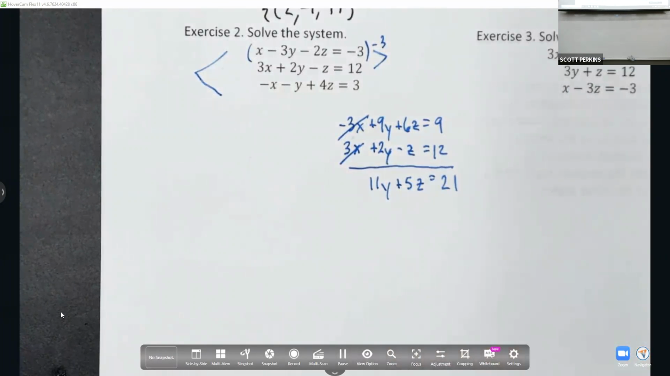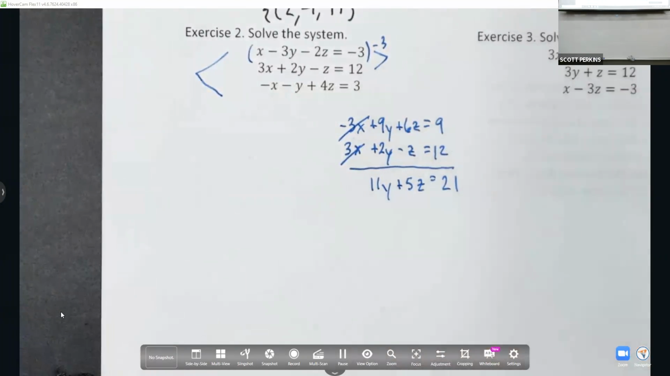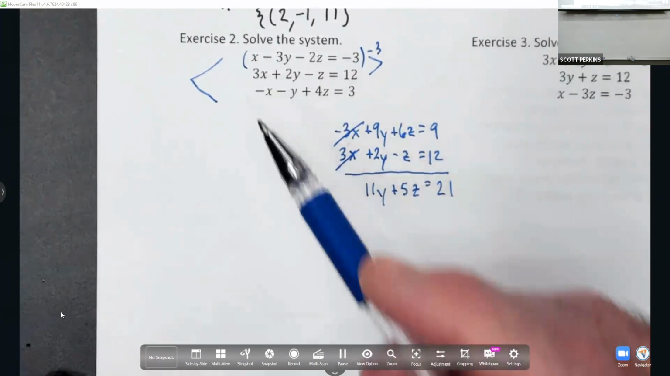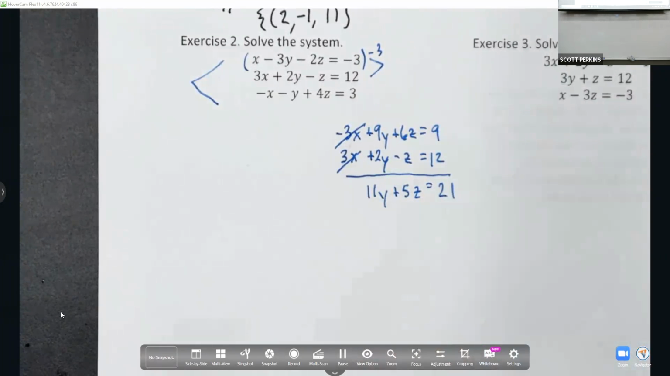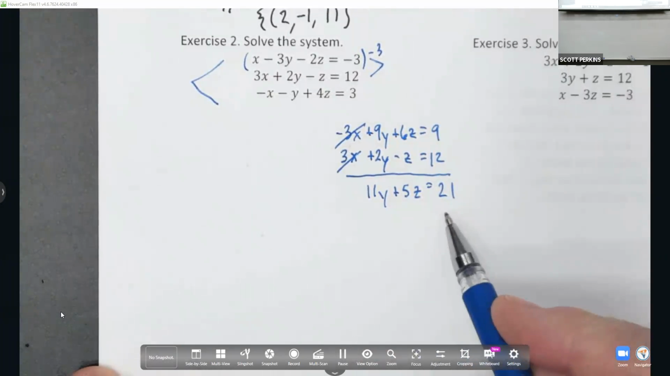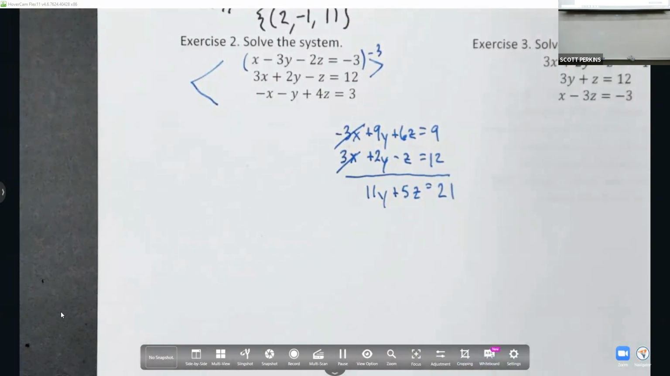If you eliminated from the middle and the bottom, because that's what you saw to do, maybe you just wanted to multiply the bottom one by +3, you have a different equation. It will look different. So don't think, oh, I don't have 11y plus 5z equals 21. Well, if you use different equations, you won't have that, and it's okay.